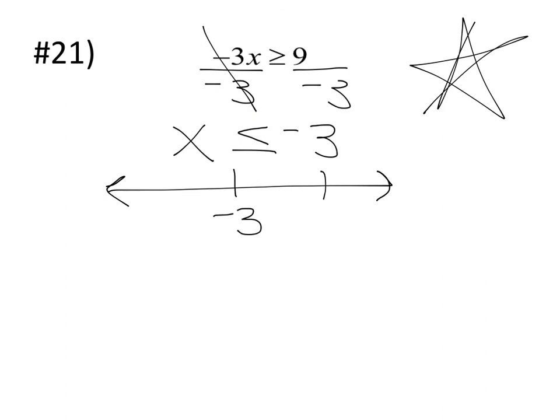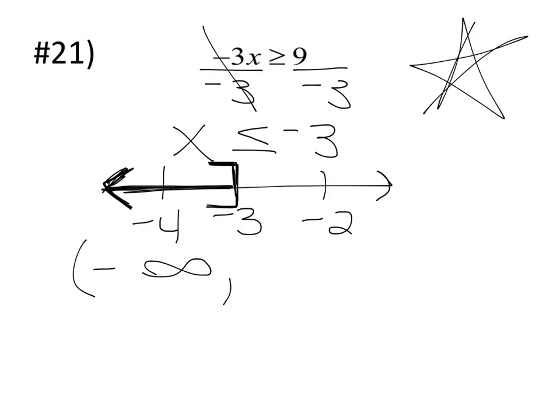So this is -3, -2, and -4. Because our variable is first, we're shading in the direction that the arrow points. So the arrow points this direction. It's a bracket because it's less than or equal to. So we're shading this way. And it becomes -infinity, which is always a parenthesis, to -3, bracket on the graph, bracket in our interval notation.